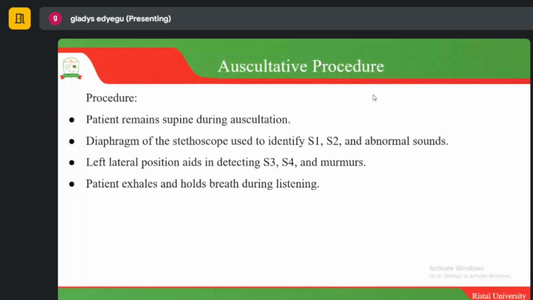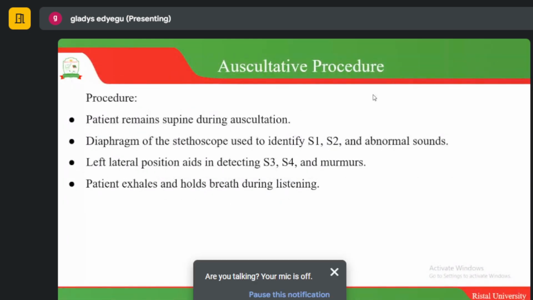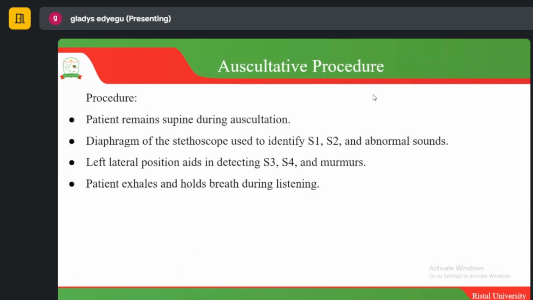So when you look at the auscultation procedure, the patient remains in a supine position during auscultation, and the diaphragm of the stethoscope is used to identify the S1, S2, and the abnormal sounds. And we talked about the abnormal sounds. Then the left lateral position aids in detecting the S3, S4, and the murmurs. So the murmurs are not good sounds. So you'll be able to understand that these are murmurs which are not normal.